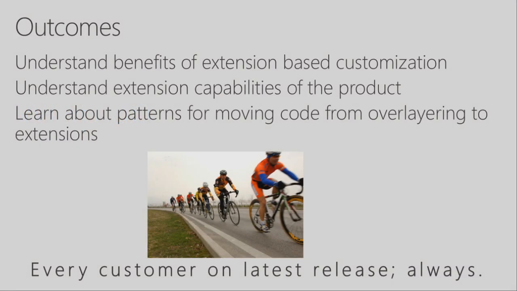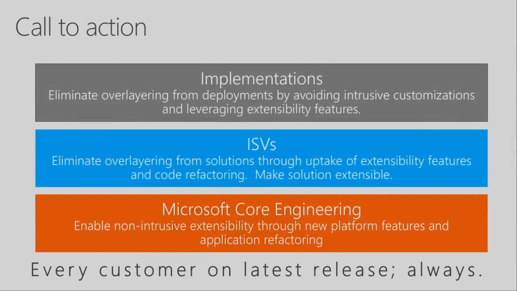But to close down and wrap up, we had the three outcomes. I hope you've gotten what we see as the benefits of extension-based customization, a flavor of what the customization capabilities are in the product, and a little bit about patterns of moving code from overlaying to extensions. Like I said, we're just scratching the surface to some extent. But if nothing else, you learned a little bit about pace lines, hopefully, and why we think that's important.